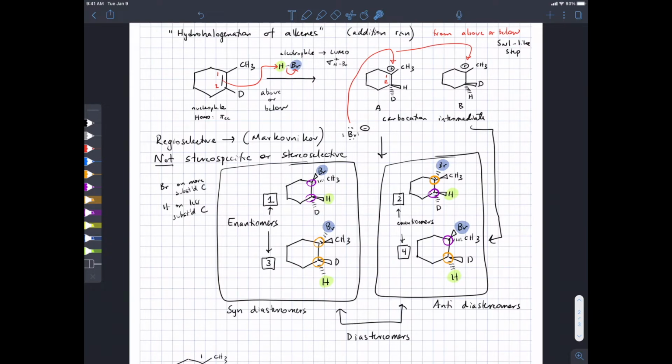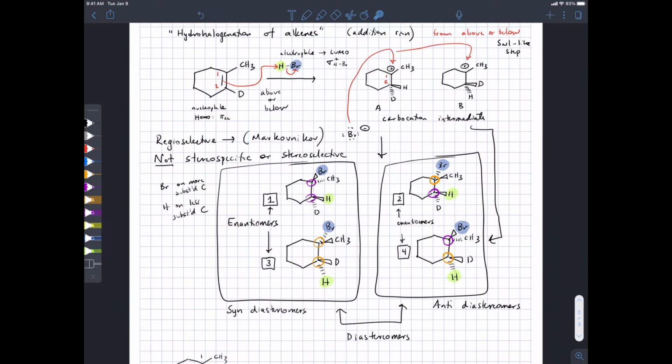Now, there are going to be some examples of reactions where the mechanism is a little bit different, and therefore there is going to be a preference for a syn product versus an anti product. But because this mechanism involves a carbocation, there can't be. All right, go ahead.